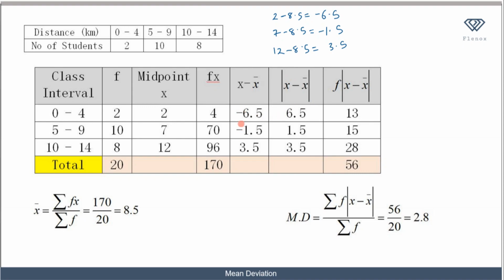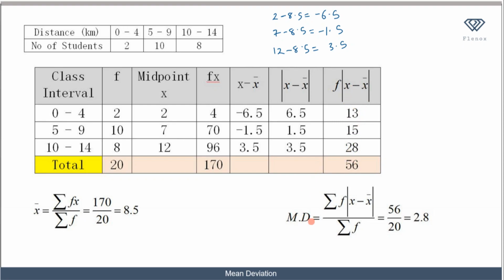The next thing is to find the absolute value. That means we just take away the negative sign, so we write only the positive values out. Then we multiply this absolute value by the frequencies. So we have 6.5 times 2, which gives us 13. 1.5 times 10, which gives us 15, and 3.5 times 8, which gives us 28. So we sum it up to get the summation of f times the absolute value of x minus x bar, which is 56.